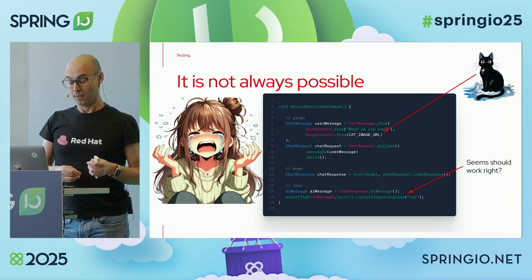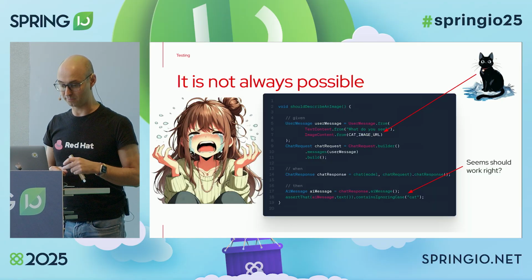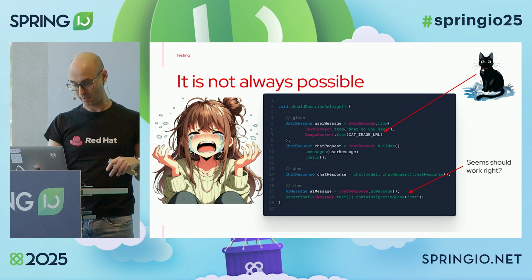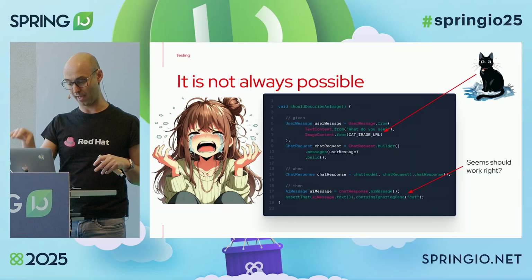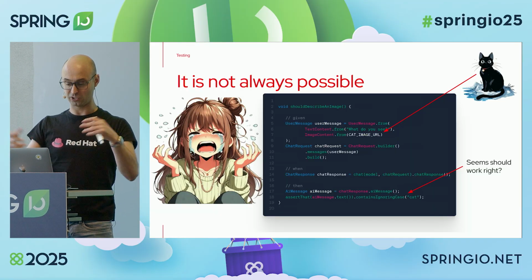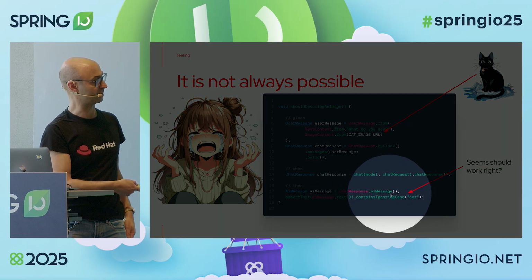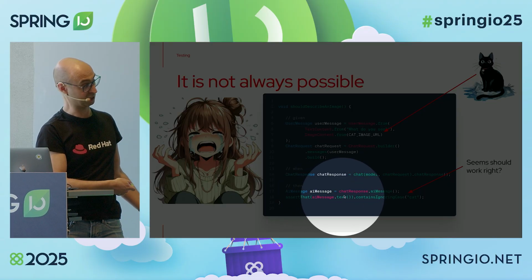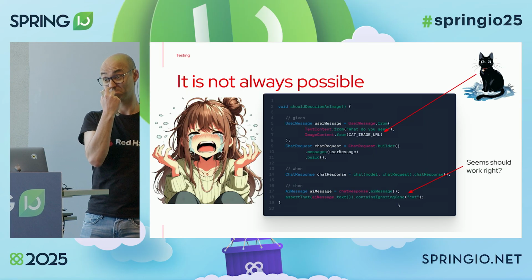A possible solution that may come to your mind is like this. Okay, the user message has image content, and the text content is "What do you see?" And then I send this cat to the model, and I just get the message, as you can see here. And then it checks that the text, the description, contains, ignoring case, "cat". It seems that it might work, right?